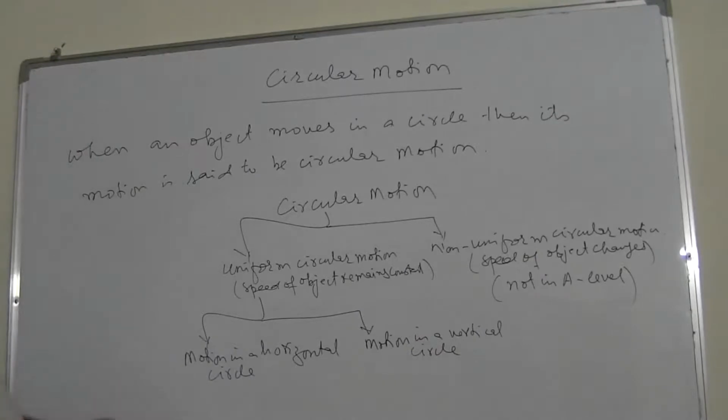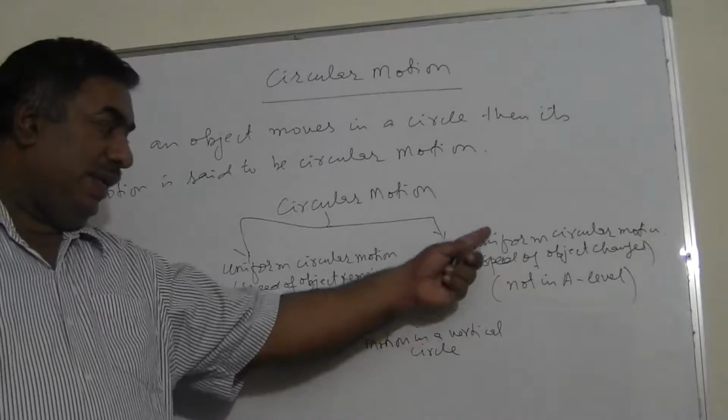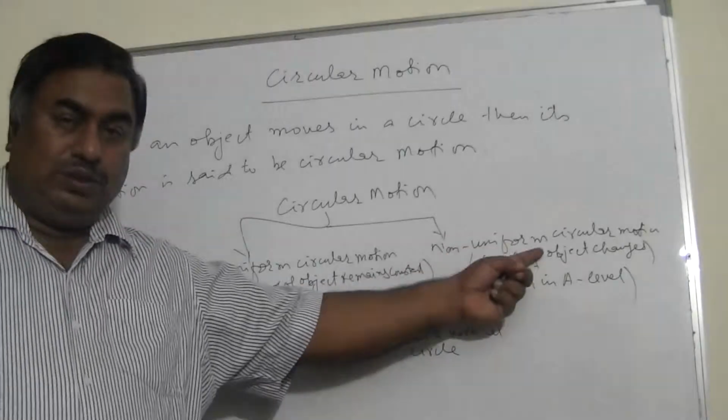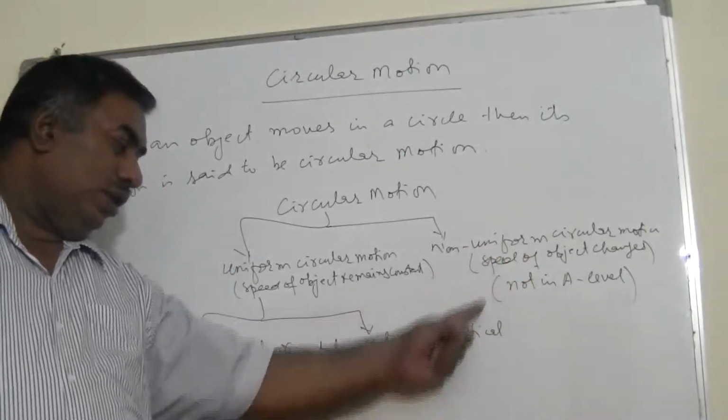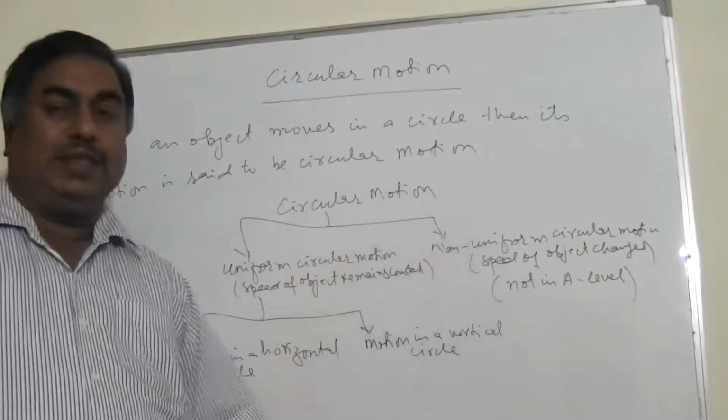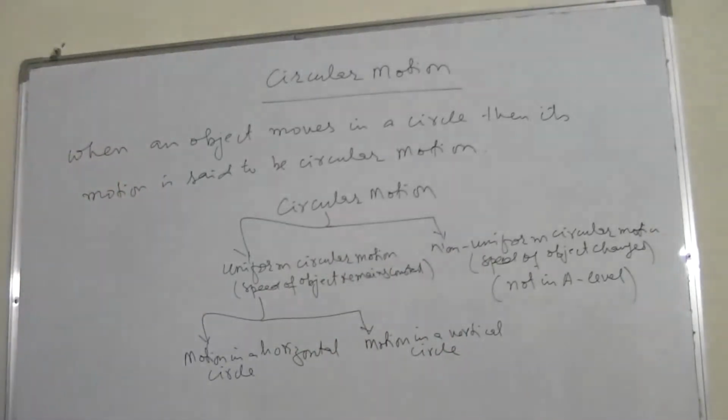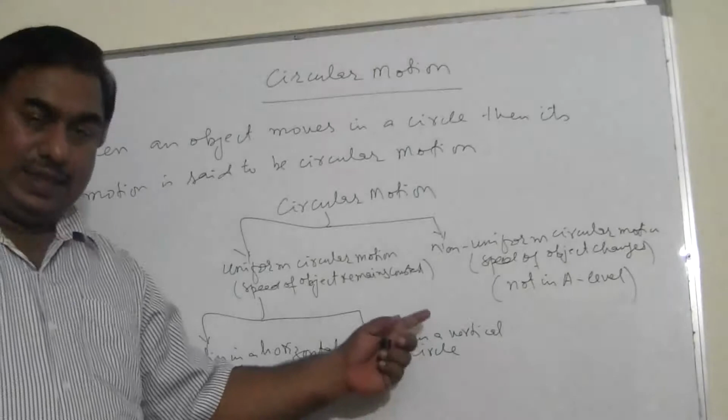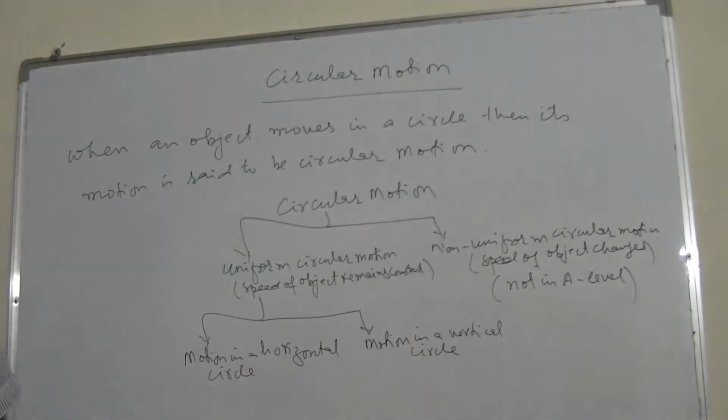Although motion in a horizontal circle is always uniform circular motion, motion in a vertical circle can be non-uniform. Whatever the non-uniform circular motion is, it's also in a vertical circle, but that will not be discussed. We'll be just discussing the case where motion in a vertical circle has constant speed.